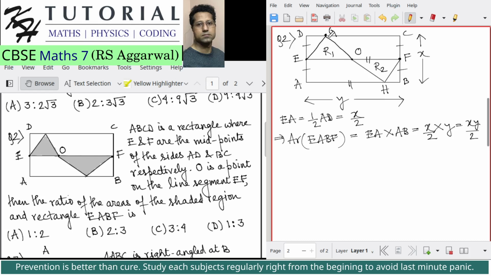Now, to find the area of a triangle, the easiest way is if we know the base and height. So let's say in the triangle GEO, EO is the base, and let's say GI is perpendicular to EO, and from H I am drawing a perpendicular on EF. Let's say this is J. So I have GI perpendicular to EF, and also HJ perpendicular to EF.